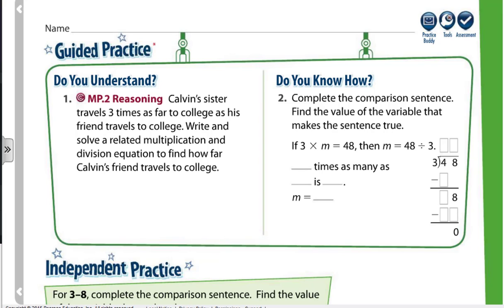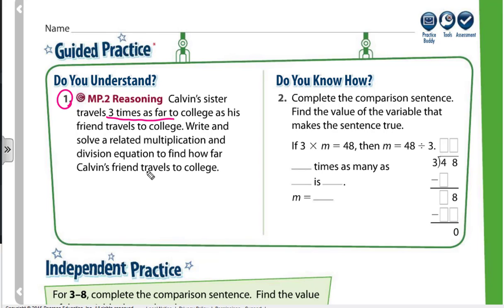Malik Salman. Yes, I'm Malik Salman. Okay, my hero. Can you read question number 1? Yes. Calvin's sister travels 3 times as far to college as his friend travels to college. Write and solve a related multiplication and division equation to find how far Calvin's friend travels to college. Okay.